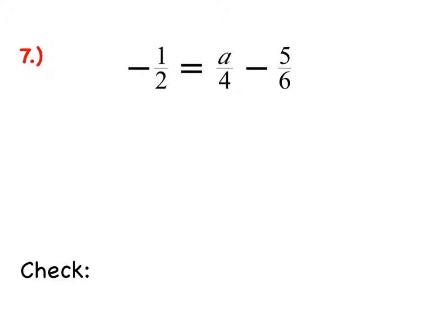You try problem number 7. Remember that the first number we need to get rid of is the number that's added or subtracted on the same side as our variable. Start the video up when you're ready to check your answer.